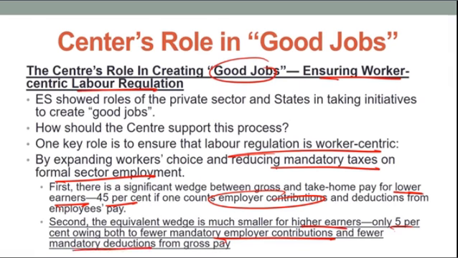So there are mandatory deductions, etc., less in higher earners. So if somehow this can be reduced, then we might have more people coming into the formal sector. So this is the role for the center, is what the economic survey is saying.